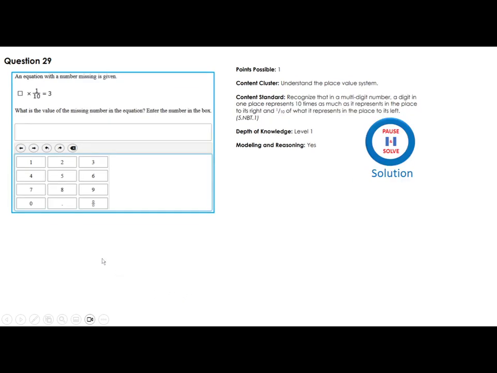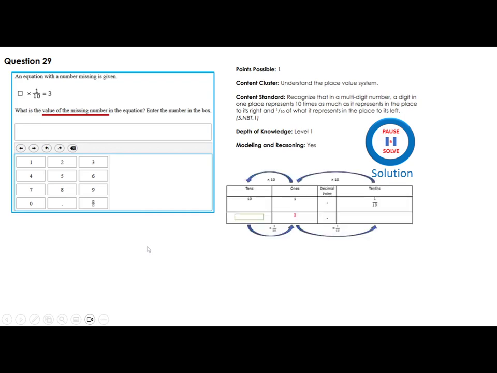An equation with a number missing is given. A number times 1/10 is equal to 3. We need to find the value of the missing number. Now, when you have the place value, to go from any row, any column to the other, you're multiplying by 10. Go backward, you're dividing by 10.